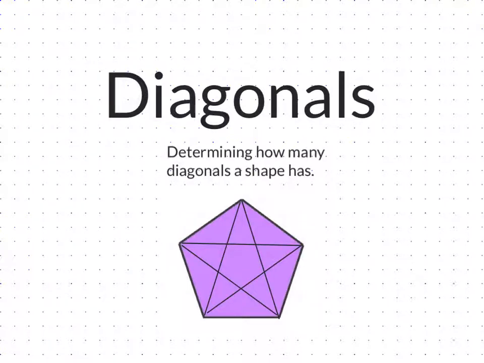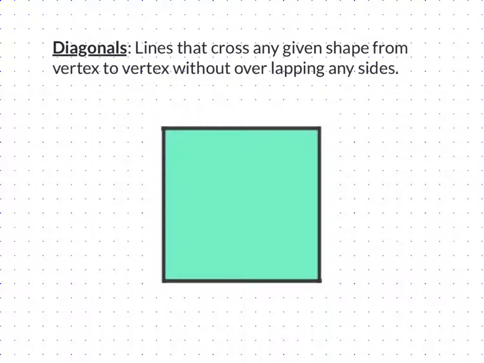In this video, we're going to take a look at how we can determine how many diagonals an individual shape has. So we define diagonals as any line that crosses a given shape from vertex to vertex without overlapping on any of its sides.